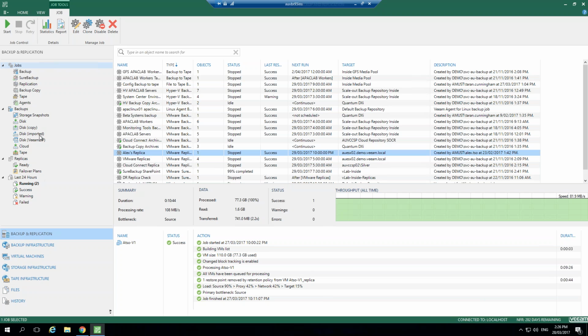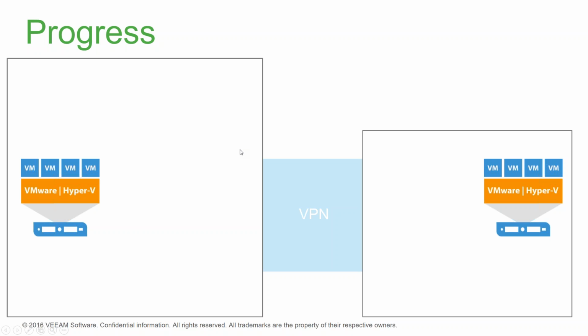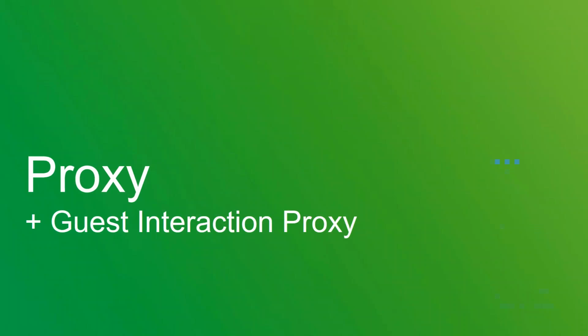Okay, cool stuff. Let's actually put some of this onto our slide. First off, we're going to put our virtual environment down there. We've got two sites, one with hosts at each side and a VPN between them. We'll put our backup server out at the DR location, and maybe we'll put a standalone console out at the production side. Now, let's talk about our main worker. This is our Veeam proxy server. And we'll also talk a little bit about the guest interaction proxy.